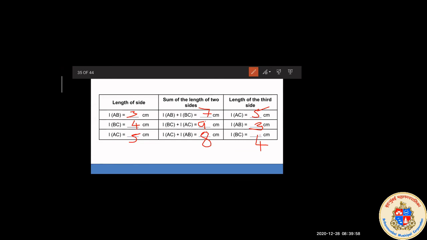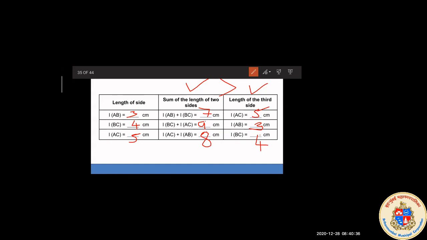If you observe this table very carefully, you will see the addition of any two sides. When I'm adding any two sides, it is giving me a result greater than the third side. If you observe this table and this table, when I'm adding any two sides, it is always greater than the third side. That means side 1 plus side 2 is always greater than the third one. And this is how the triangle is to be.